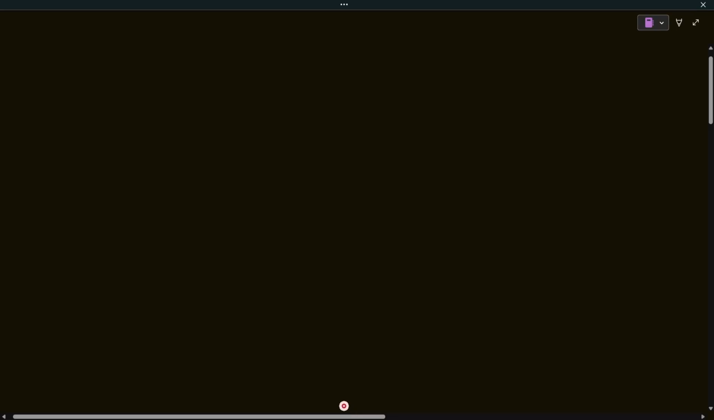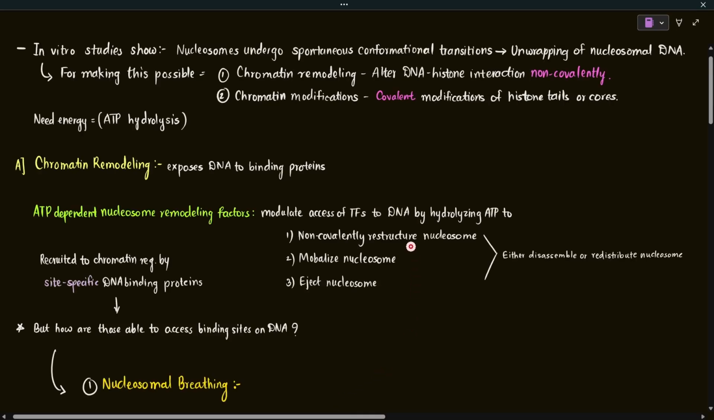Hello and welcome everyone. So today we'll be learning about chromatin remodelers. In the last class, we had an introduction about what chromatin remodelers are and how they were discovered. So let's do a quick recap about chromatin remodeling complexes.